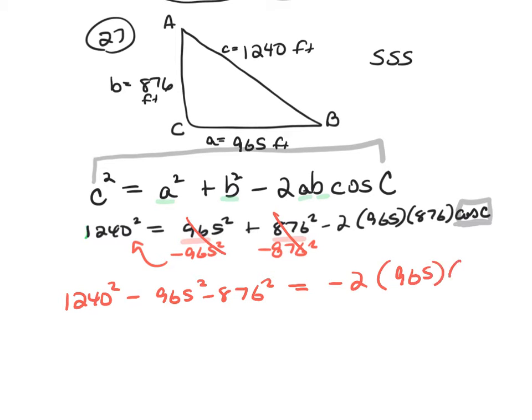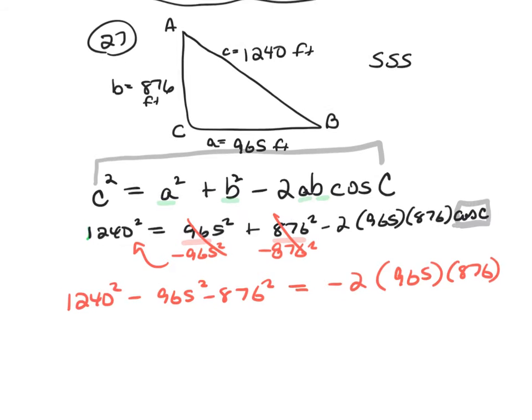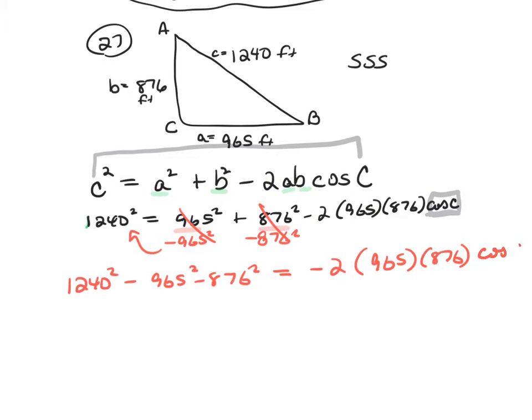And now I'm going to simplify all of this. So I'm going to square them all and then subtract the last two here, and then I'm going to multiply these three numbers. So let me do that on my calculator. So 1,240 squared. Does the calculator have to be in degrees, right? Yes, in degrees. For both of these lessons, the calculator has to be in degrees.